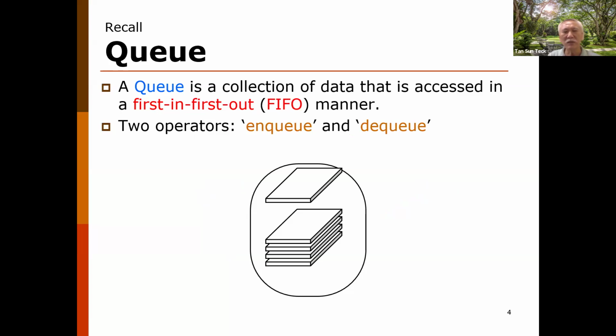Because a queue has two ends, you add to the back and then you remove from the front. Therefore, if you use just the basic linked list with only add front and remove front, you will not be able to implement a queue. So therefore, we have this variation, a tail linked list.